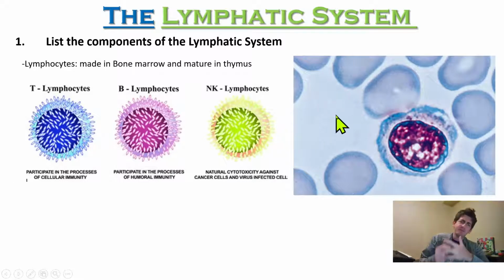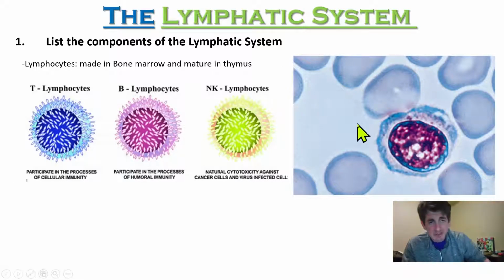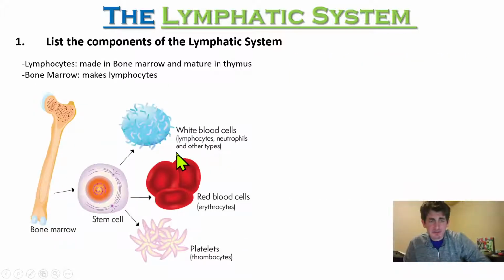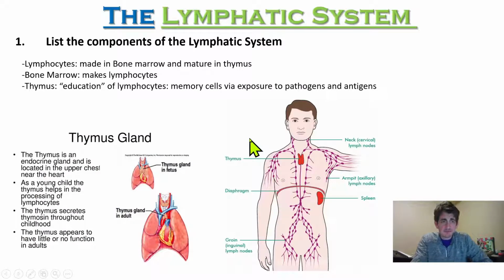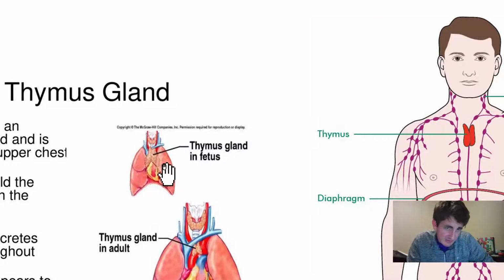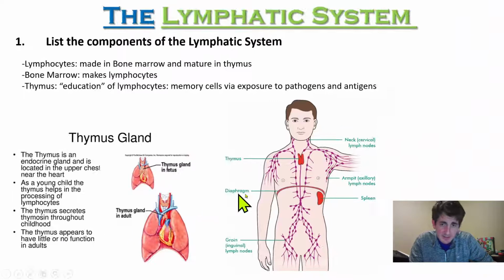So first off, what are the components of our lymphatic system? So we have lymphocytes, which are made in bone marrow and mature in the thymus. Here's a lymphocyte here, and these are different types of lymphocytes. We have bone marrow. These make our lymphocytes, so this is part of the lymphatic system. You have the stem cell, and then you can make a white blood cell. Lymphocyte is one type. You have our thymus, which is a gland, which takes part in education of lymphocytes, memory cells via exposure to pathogens and antigens. The thymus is larger in young children and will shrink with age.